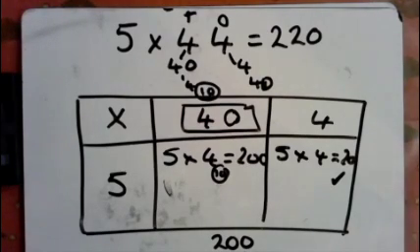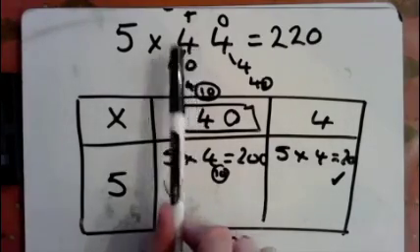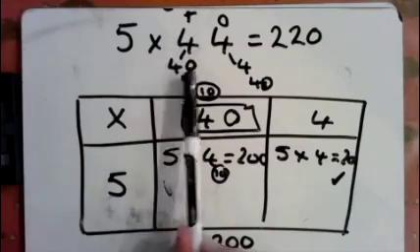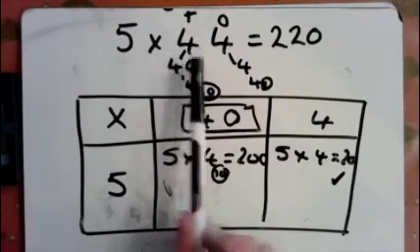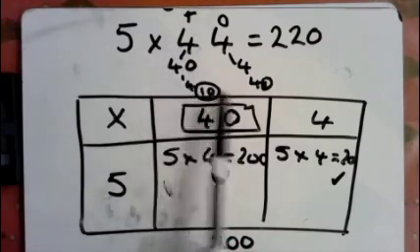Hopefully you managed to spot my mistake. It is a mistake that some people do make. It's just forgetting that this tens column stands for the 40 or the 4 tens.